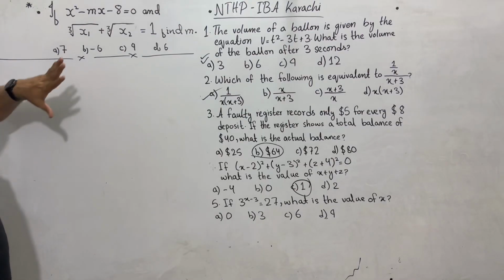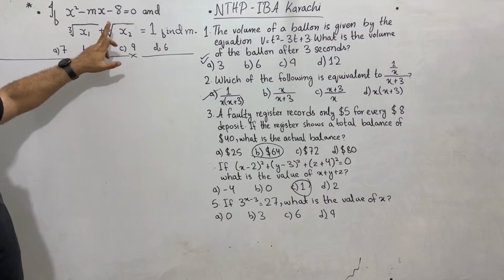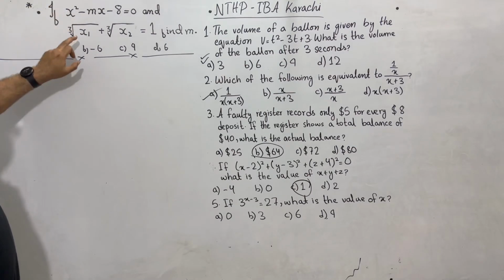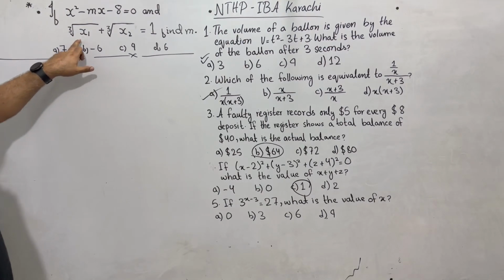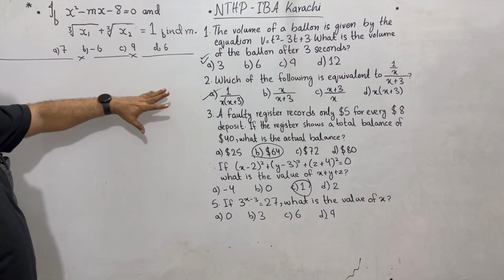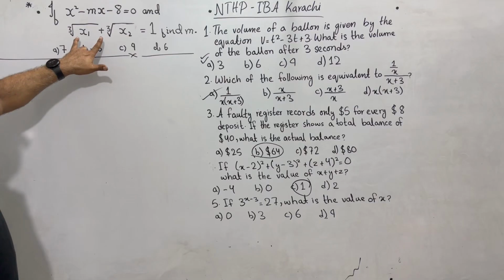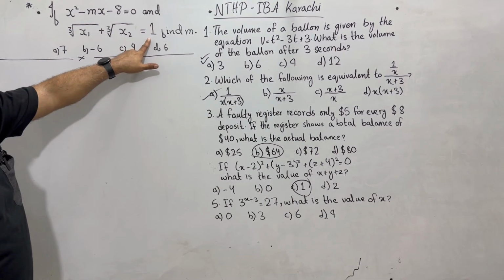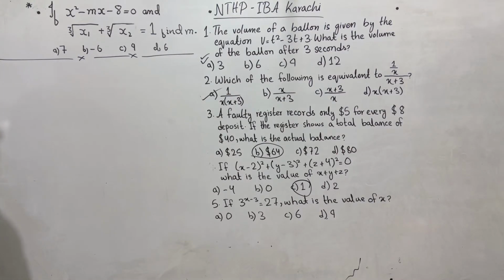We are given a quadratic equation, x square minus mx minus 8 is equal to 0, and x1, x2 are the roots of this equation. The sum of the cube root of the first root and the cube root of the second root is equal to 1. Find m.